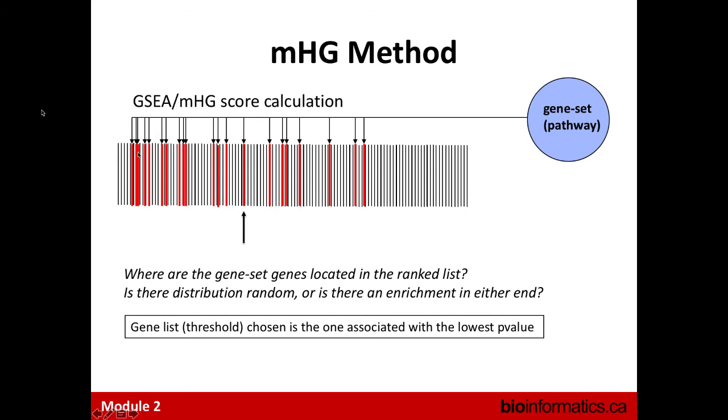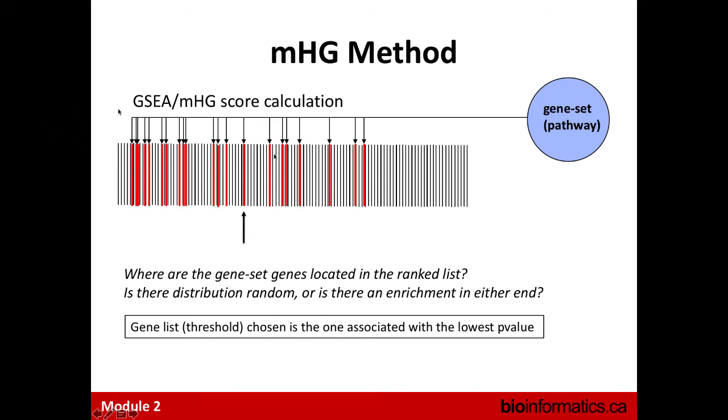Then it goes on and at each point calculates a Fisher's exact test. Maybe here I have 10 genes in my gene set within the top 20 of the gene list, so 10 out of 20 gets a p-value. It could be that this p-value is better than the p-value at the beginning because you got more overlap between your gene set and your gene list. This is the way the minimum hypergeometric test works.